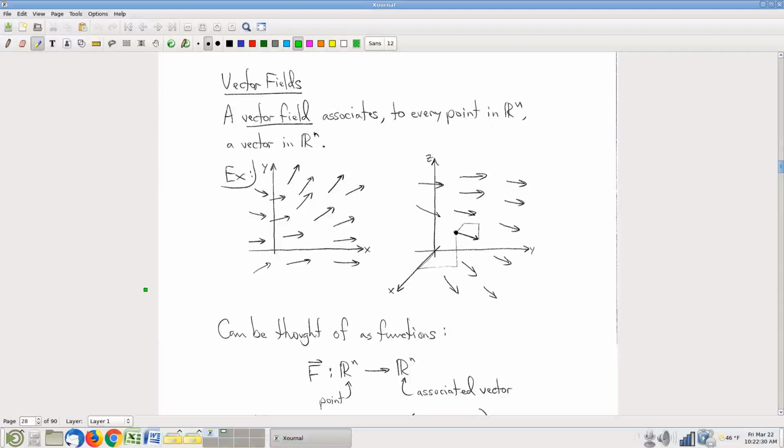Okay, so last time we were talking about vector fields. You can just turn it in like that. So keep in mind what a vector field is.